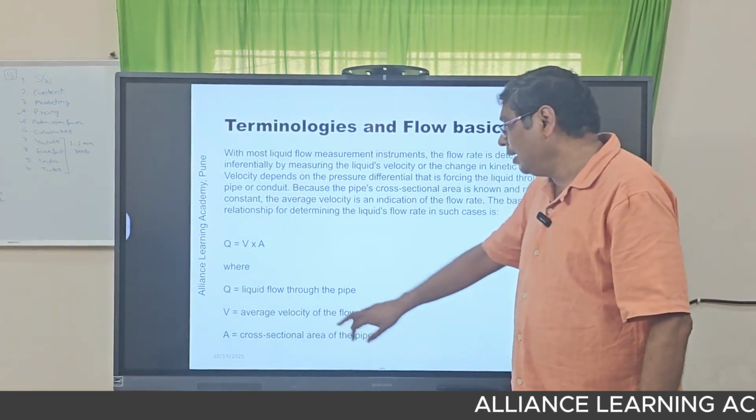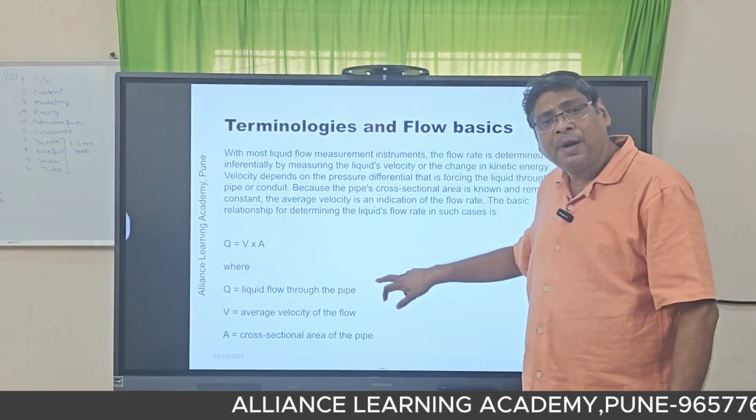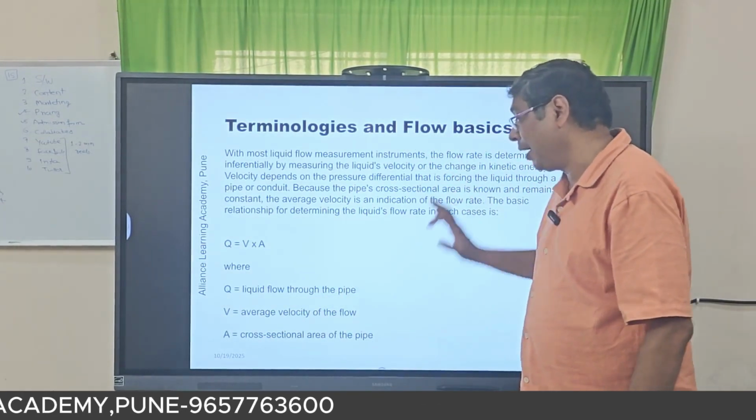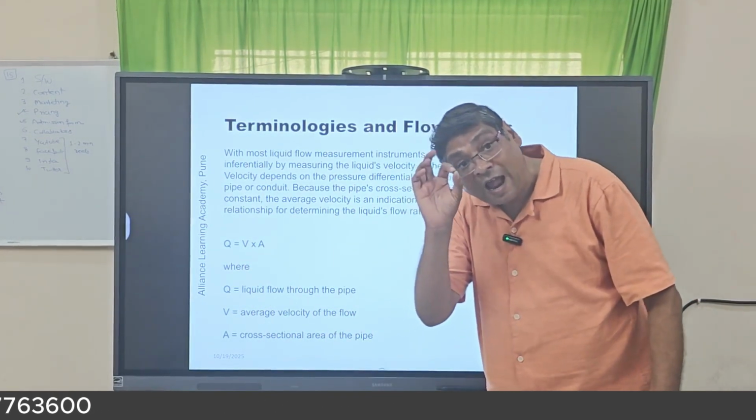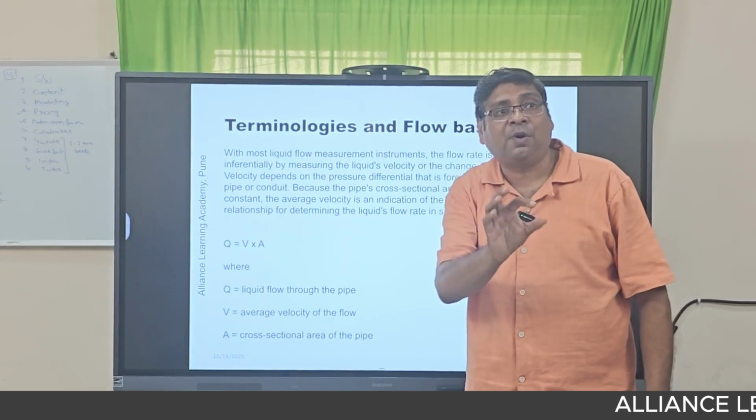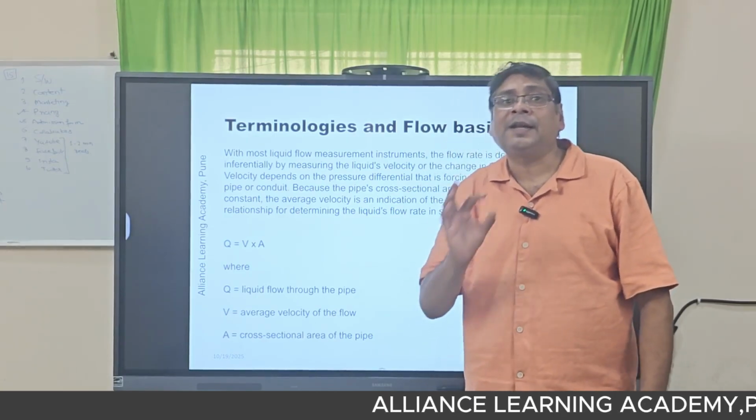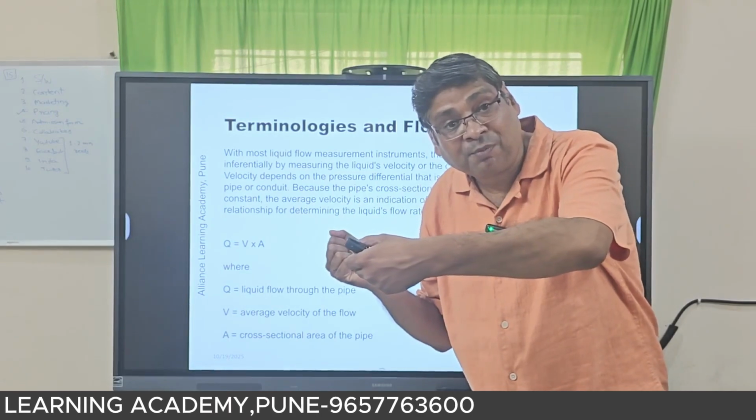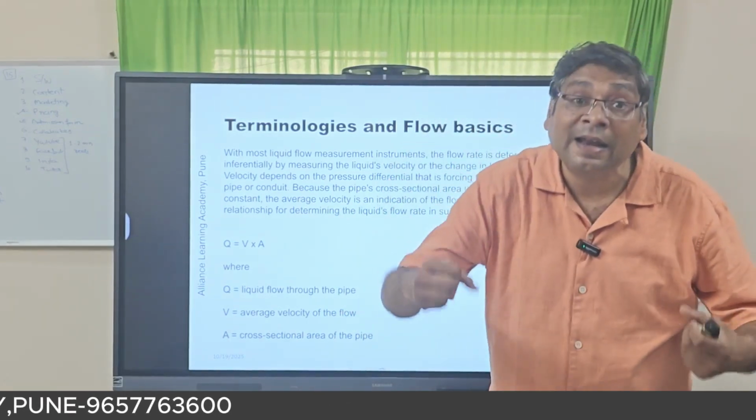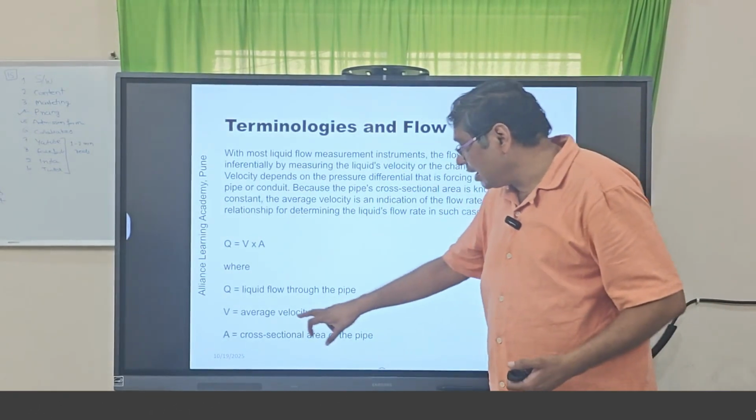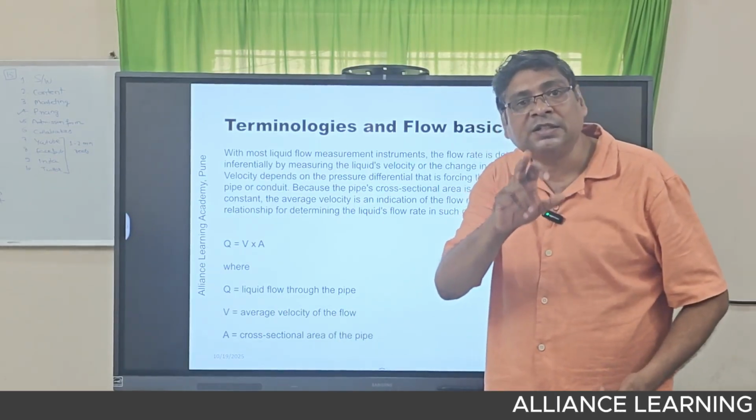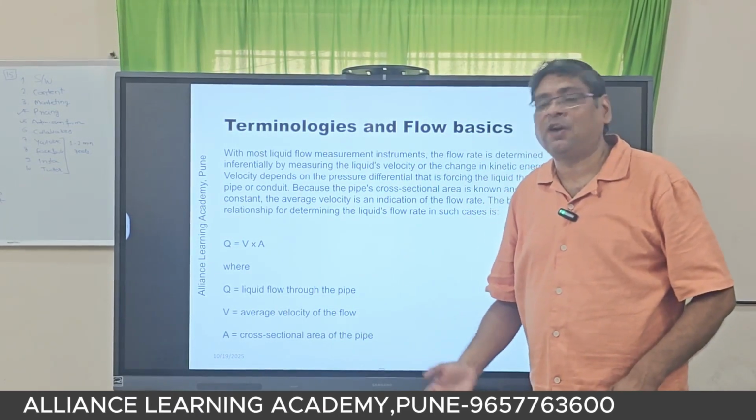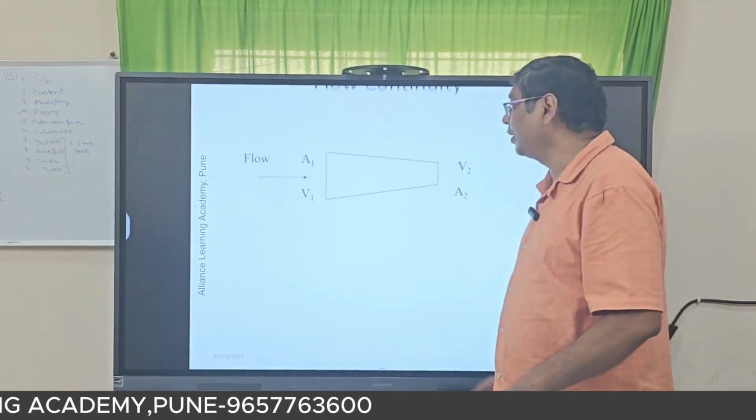So Q is here, liquid flow through the pipe. What is the velocity? It is the average. See, now a very important point. This velocity is the average velocity. When we touch upon the electromagnetic flow meter, ultrasonic flow meter, clamp-on ultrasonic flow meter, or the inline ultrasonic flow meter, at that time we will discuss this average velocity in more detail. What is the area? Area is the cross-section area of that pipe.